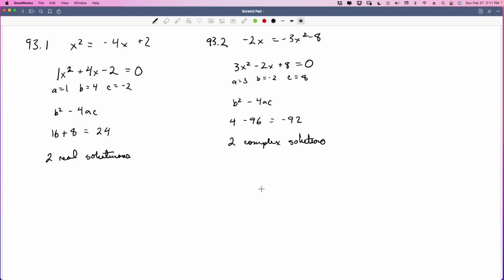All right, and that is all we have. The only other scenario that we have is if b squared minus 4ac is equal to 0, then we would just have one solution. And they didn't give us one of those as an example problem. We just have to remember that. It's not common for b squared minus 4ac to equal 0, but it is possible. And that's all we have for lesson 93. I'll see you in lesson 94.